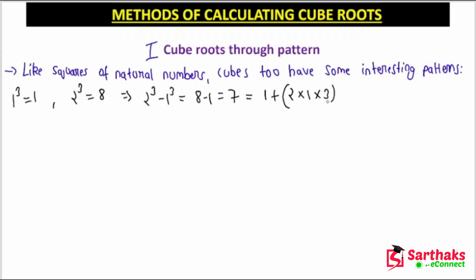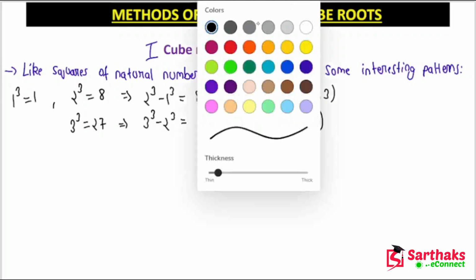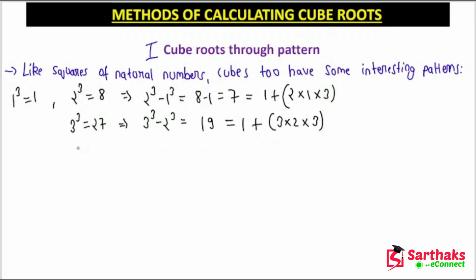This 1 is constant, this 3 is constant. These numbers are the ones whose difference you are calculating. That is the whole pattern. Let us write some more cubes. Now 3 cube is equal to 27, right? So what will be 3 cube minus 2 cube? If you calculate, it will be 19. But how do we get 19? Similarly, 1 plus, so we have already added 1, so 18 we have to make. Now it will be 3 into 2, the numbers whose difference we are taking, and then 3. Now you can see 9 into 2 would be 18. So that is how. Let me give you some more examples to facilitate the learning of this method.